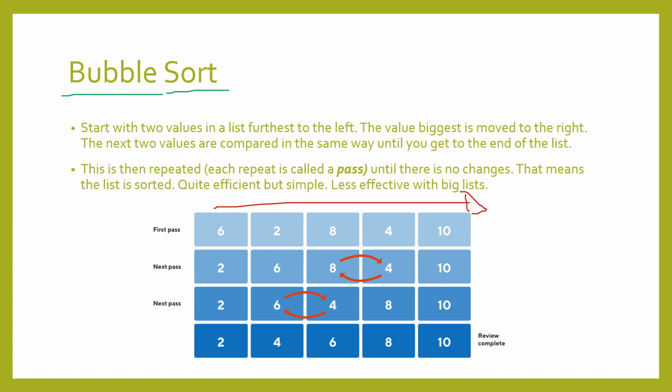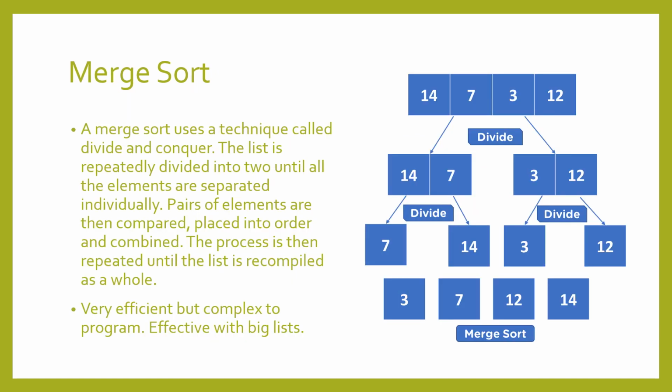Once it makes no changes, so like this one, it'll go through it. Is 2 bigger than 4? No, so leave them the same. Is 4 bigger than 6? No. So compare, no swap, compare, no swap, compare, no swap, compare, no swap. That means we've been all the way through this data set without any changes. So that pass required no changes. It means that the data is then in order. So that's a bubble sort. The next one is a merge sort.